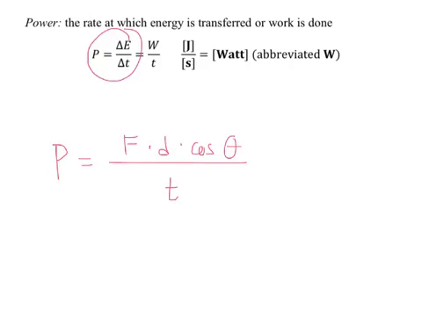When theta is 0, what's the cosine of 0? Positive 1. Cosine of 180 is -1.